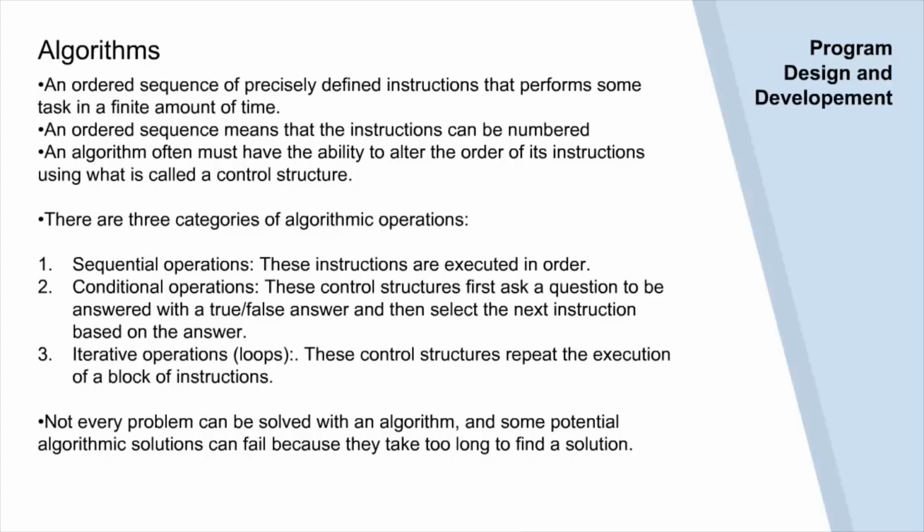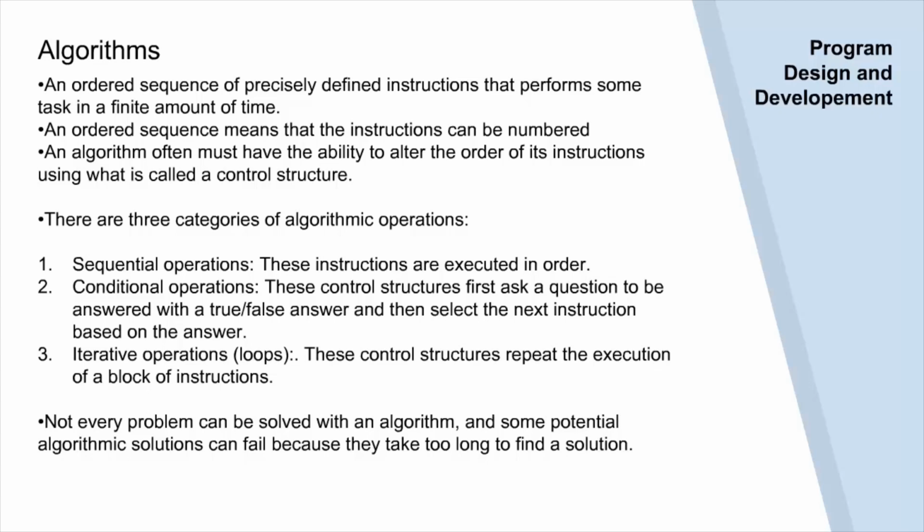So for design and development of any script file, the first thing that comes to mind is algorithms. An algorithm is an ordered sequence of precisely defined instructions that perform some task in a finite amount of time. By ordered sequence I mean that the instructions can be numbered, like the first step should be this, the second step should be this, the third step should be this, something like that. And the algorithm often must have the ability to alter the order of its instructions, including using what is called a control structure.